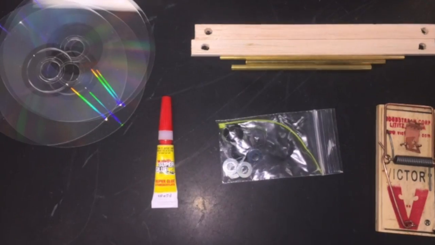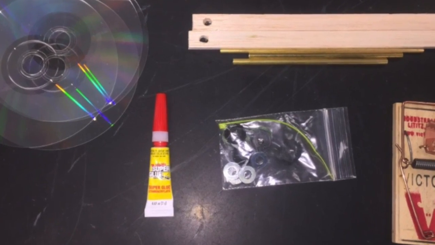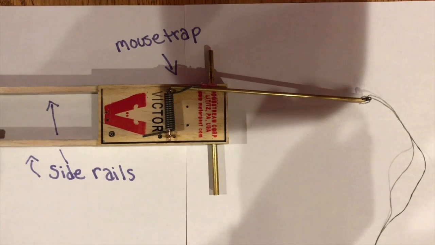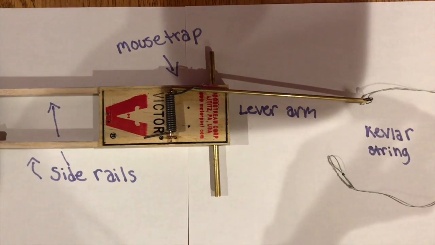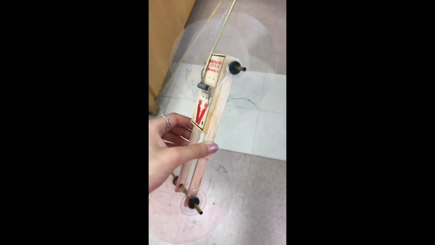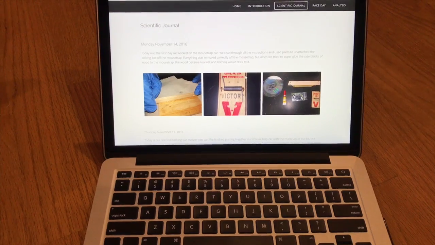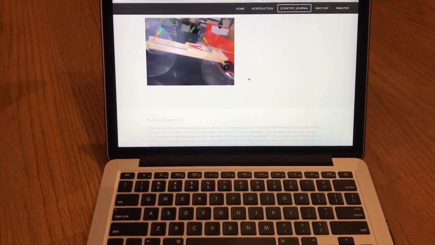The car will be powered by the kinetic energy stored in the spring of the mousetrap and made of wooden side rails, brass axles, a brass lever arm, DVD wheels, rubber spacers, washers, a mousetrap, one zip-tie axle hook, and string. To track the trials and tribulations of our car, we created a website to act as our scientific journal.